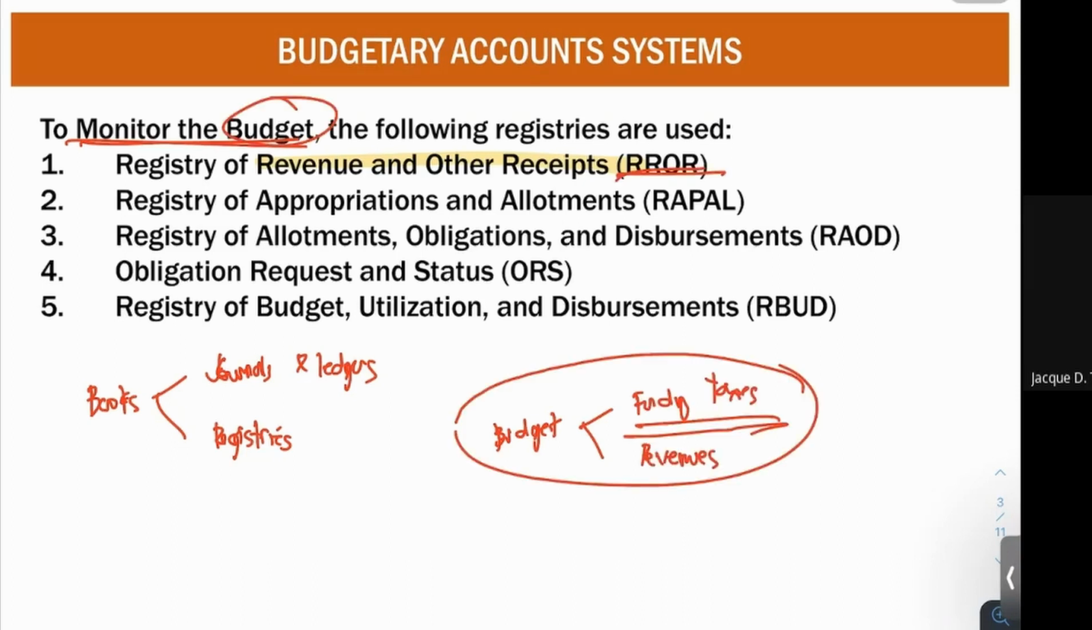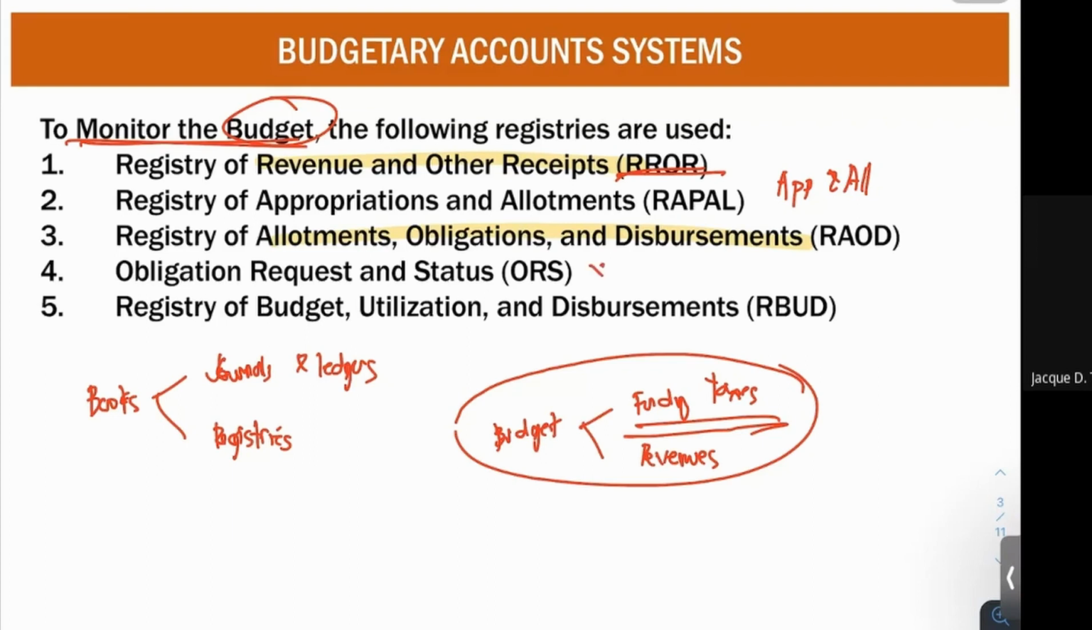Next, registry of appropriations and allotments. These are the appropriations, including the allotments given by the national government. When we talk about appropriations, please do not forget, this is from the GAA; allotments, DBM to the particular agency. Next, we have your registry of allotments, obligations, and disbursements. So here we have your allotments, and then next, the incurrence of obligations, and ultimately, the payment of those obligations, your disbursements. Next, we have your obligation request and status.